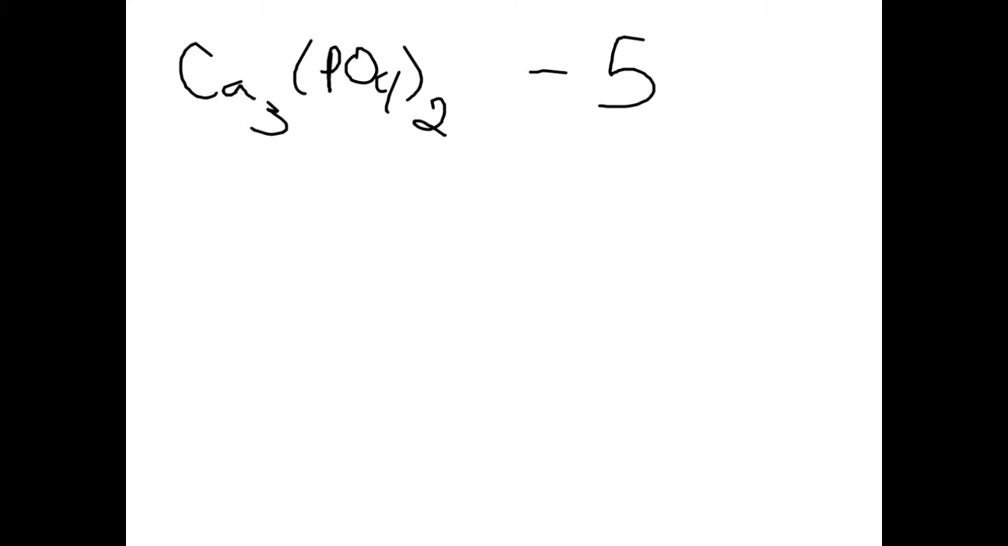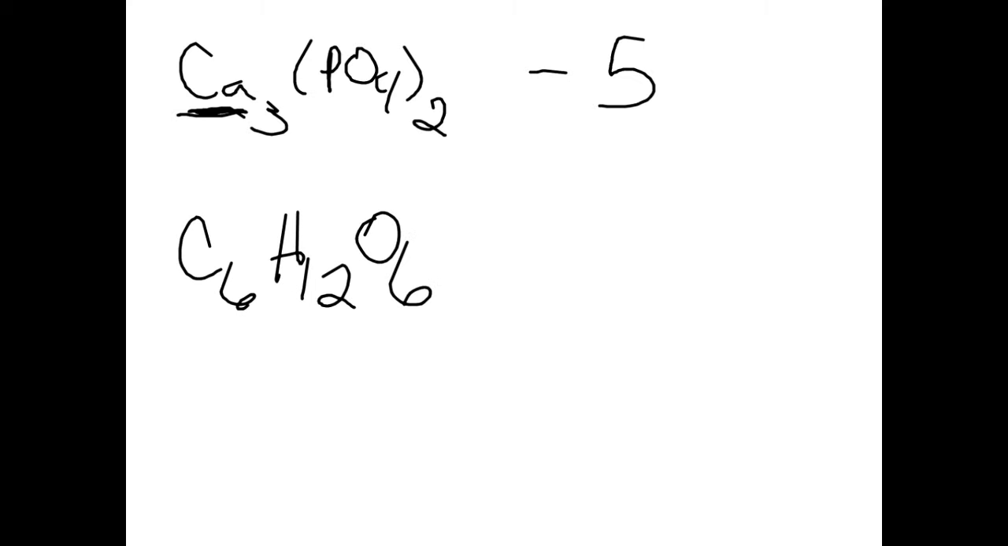Because the other one was covalent. That's ionic. How do I know if it's ionic or covalent? I look at the first element. If it's a metal, it's what? It's ionic. If it's a non-metal, it's covalent. Okay? The other one was C6H12O6. Starts with carbon. That's a covalent molecule. H2O, that's a covalent molecule. It's water. Okay?